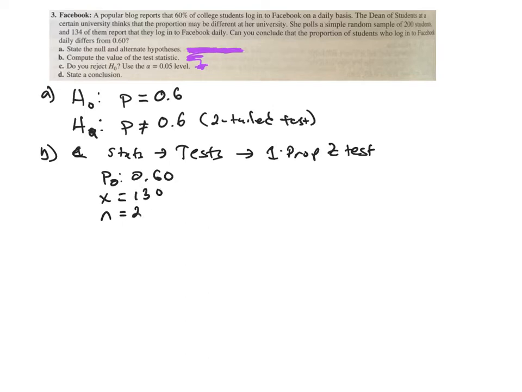We had 134 out of the 200 people said that they logged into Facebook regularly, and since it's a two-tailed test, we're just going to do the not equals p0. That's the one we want. Looking at the numbers, I wrote this down wrong. 134 yeses out of the 200.